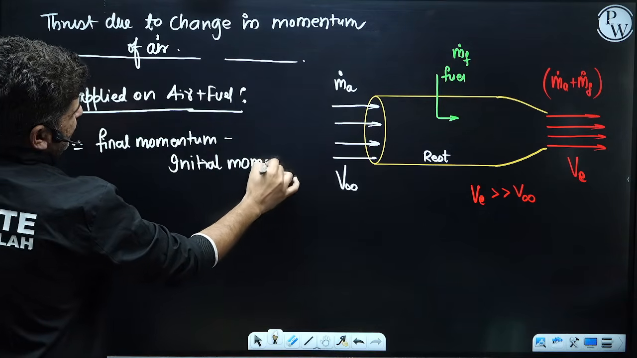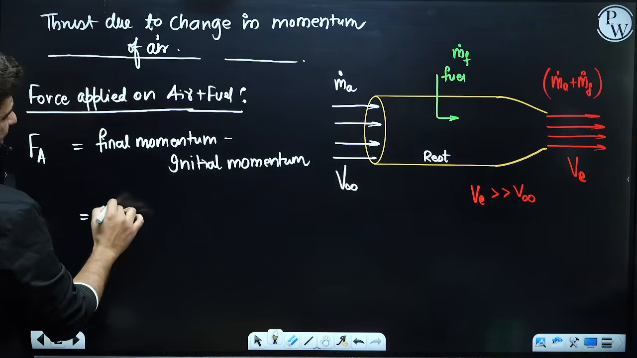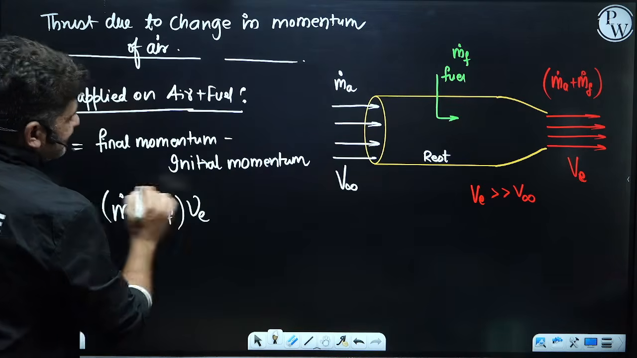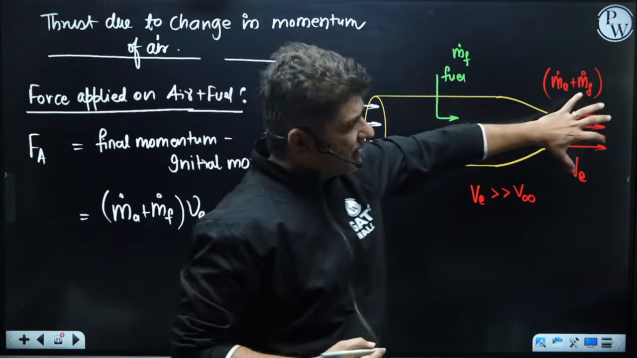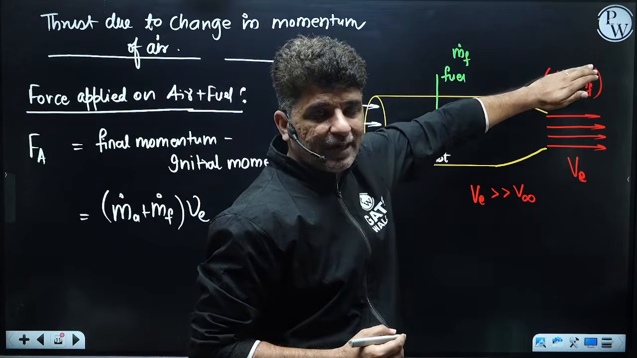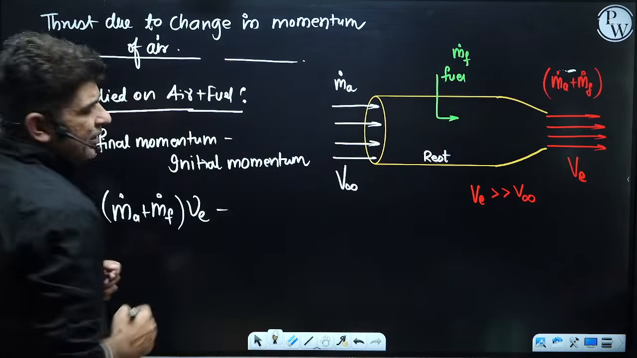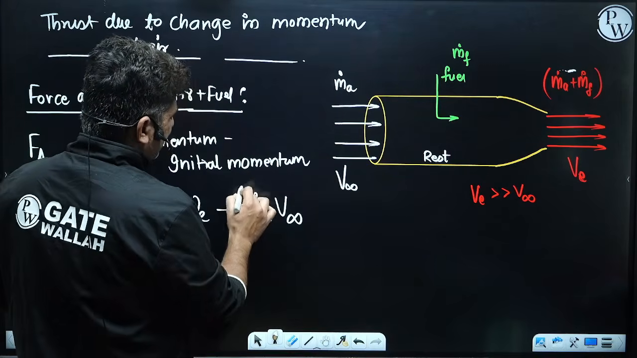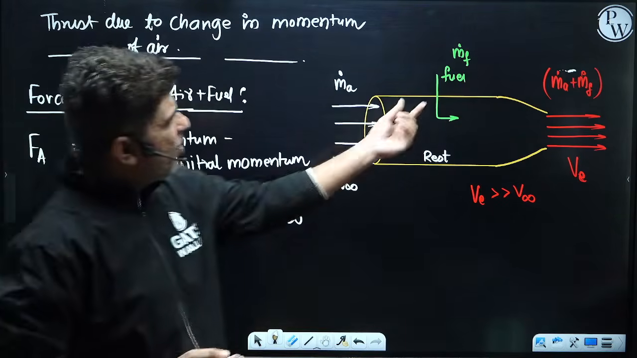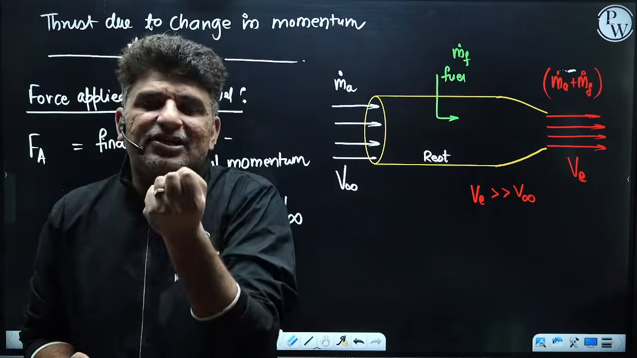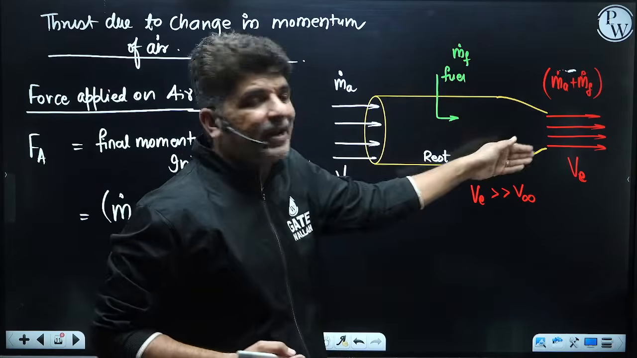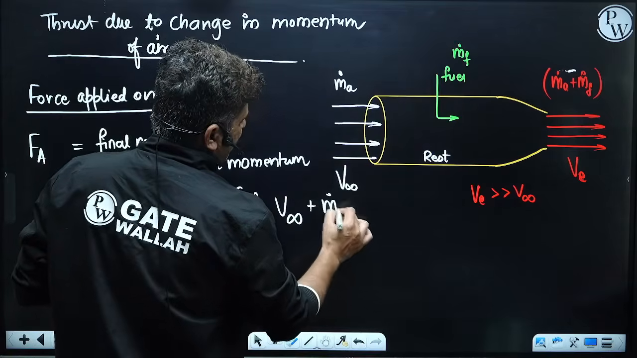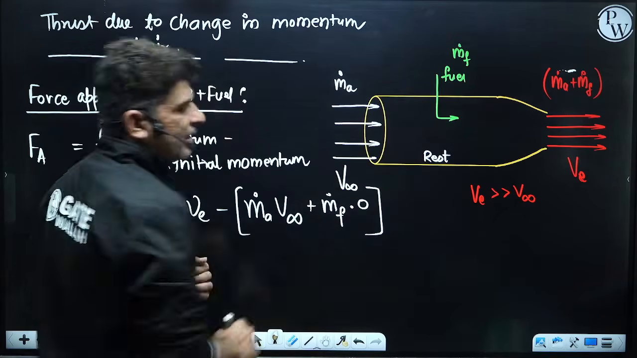So what is the final momentum? The final momentum will be equal to the mass flow rate of air plus the mass flow rate of fuel multiplied by v exit. This is the final momentum, (m dot f plus m dot a) into ve. Then minus the initial momentum. The initial momentum will be the mass flow rate of air multiplied by v infinity. This is the momentum of air. Now what is the momentum of fuel? The engine is stationary and the fuel is being supplied from the engine, so this will become the mass flow rate of fuel multiplied by 0 velocity. It does not have any velocity.